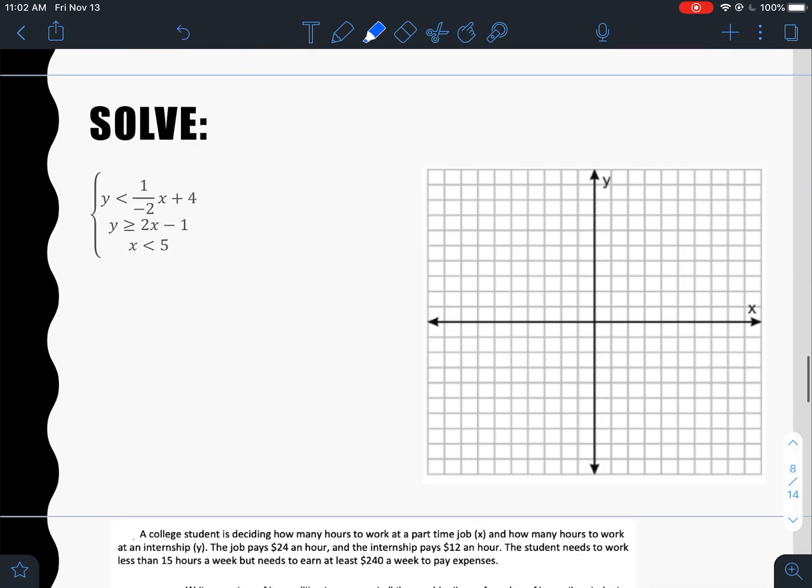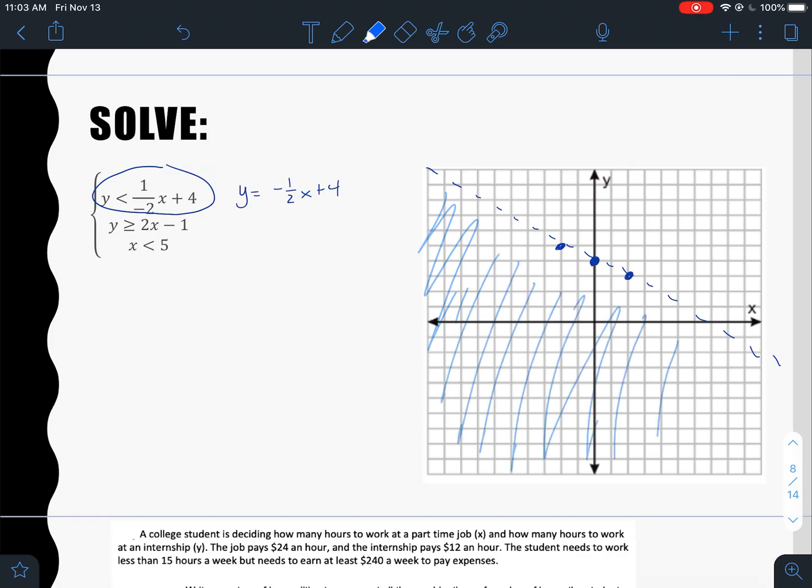All right, let's look at another one. y is less than negative 1/2 x plus 4. So if I were to graph this, I'm going to graph the line y equals negative 1/2 x plus 4. So it's going to start at 4, 1, 2, 3, 4 on the y-axis, and then we're going to go down 1 over 2, or you could go up 1 and to the left 2 if you wanted to. And it's just less than, so it's going to be a dotted line. And then we're going to shade below that line. So this is going to be my solution for that first line.